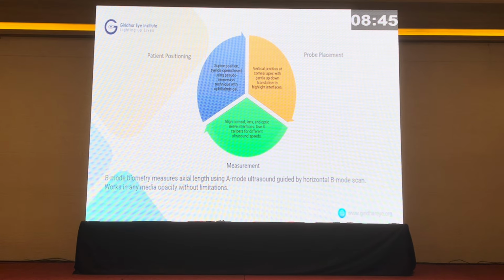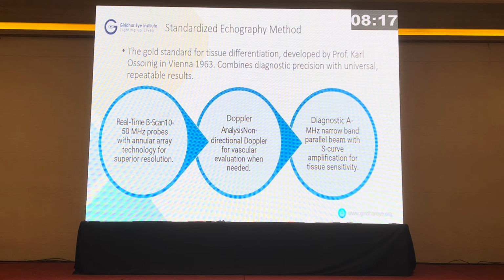The patient positioning, probe placement and the measurement are very simple. The patient is supine, lying down flat, with the eyes closed or open. Although the textbooks do describe it as to be taken on open eyes, for most practical purposes everybody uses a closed eye situation. The probe is placed on the top of the eye, and there are particular angles at which we can place the probe and acquire the scans.